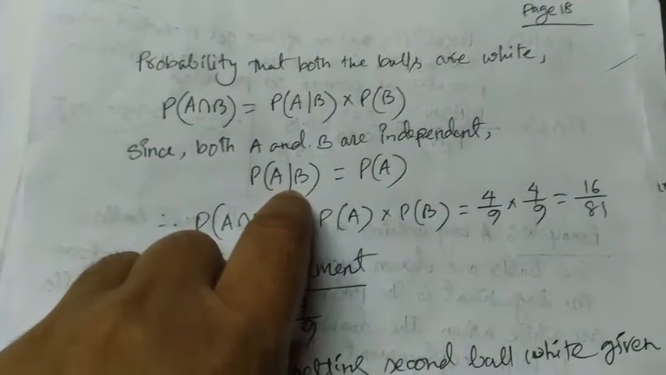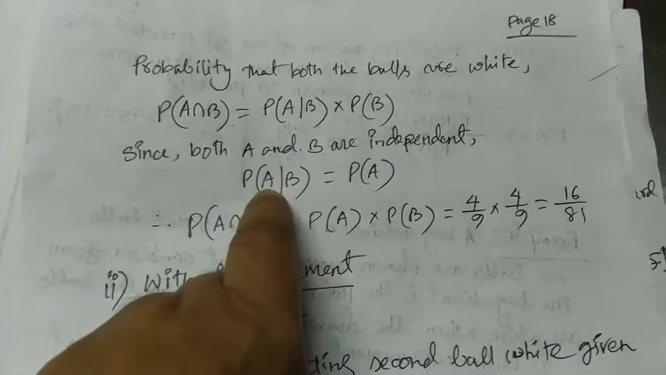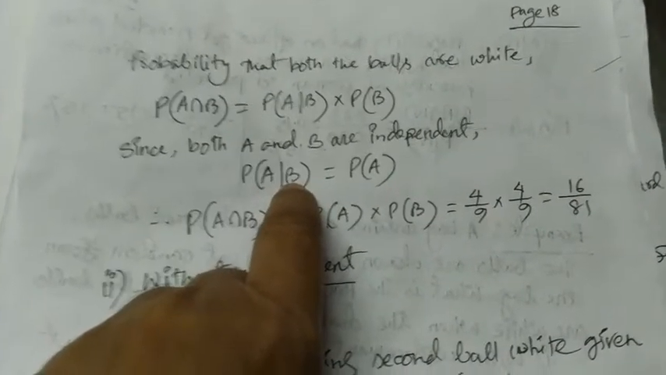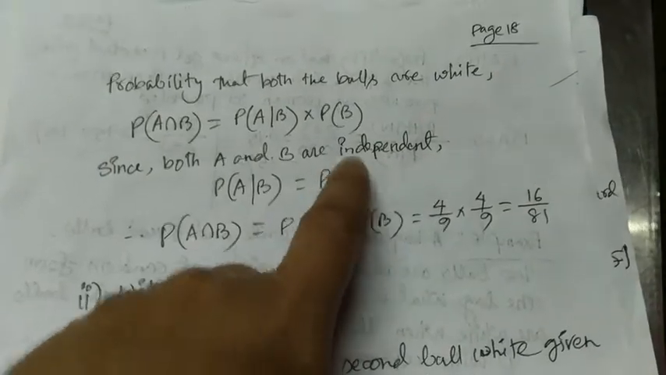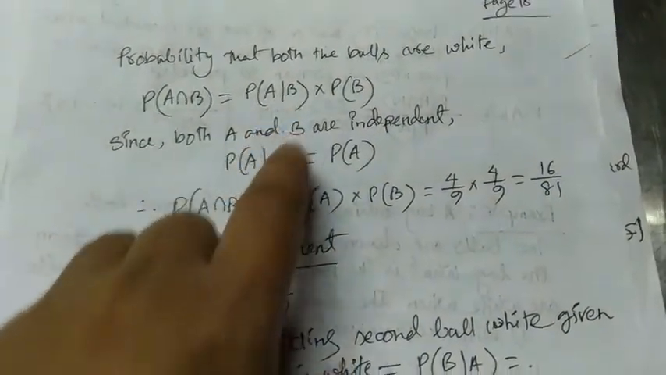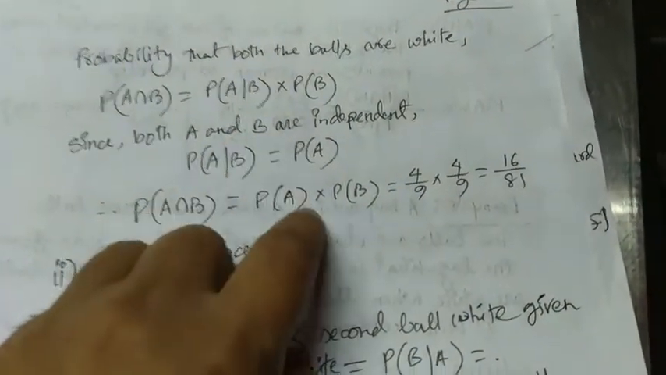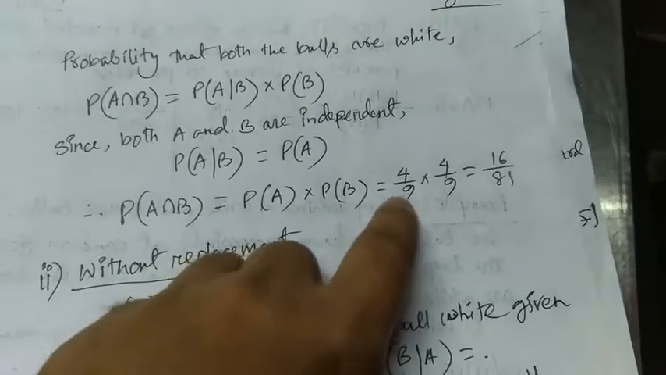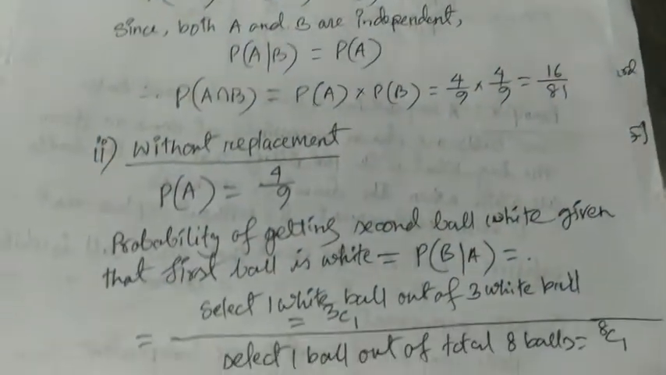So the probability of A given B is the probability of A, because the probability of A is not affected by the probability of B. Since the events are independent, this one is the probability of A and this one is the probability of B. So the probability of A intersection B is 4 by 9 into 4 by 9, which is 16 by 81.